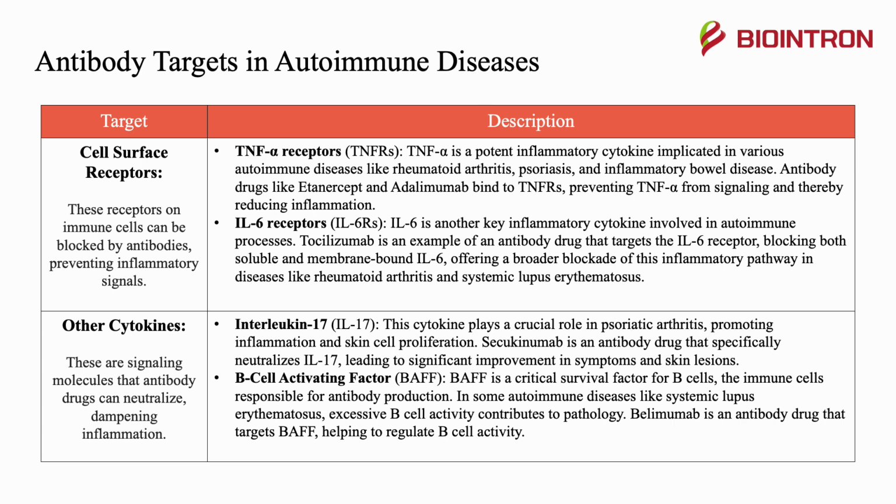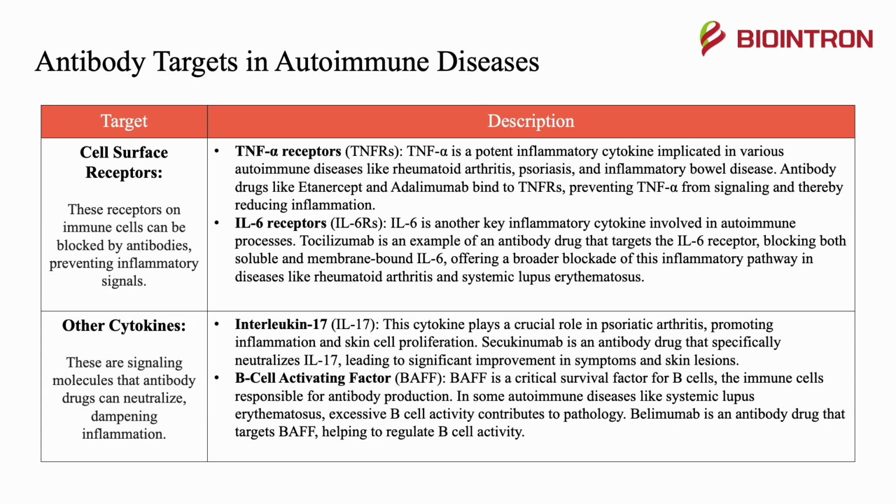There are various antibody targets in autoimmune diseases. One type are cell surface receptors. These receptors on immune cells can be blocked by antibodies, preventing inflammatory signals. For instance, TNF-alpha receptors are potent inflammatory cytokines implicated in various autoimmune diseases like rheumatoid arthritis, psoriasis, and IBD. Antibody drugs like etanercept and adalimumab bind to TNF receptors, thus preventing TNF-alpha from signaling and thereby reducing inflammation.